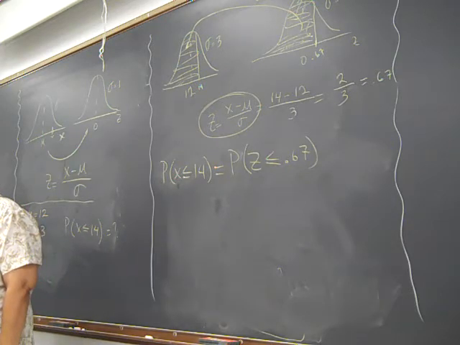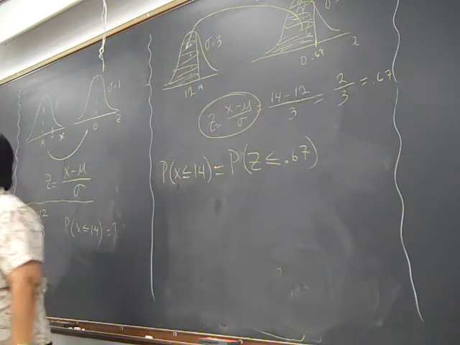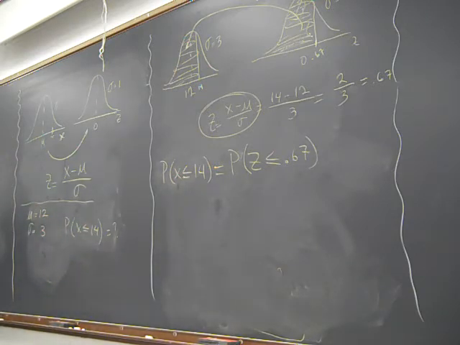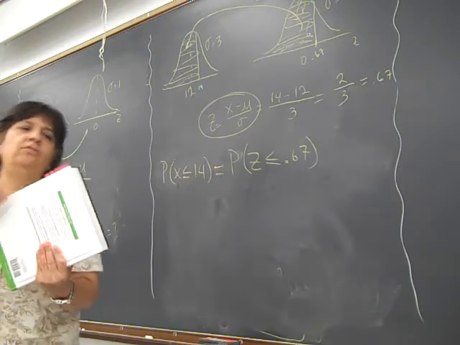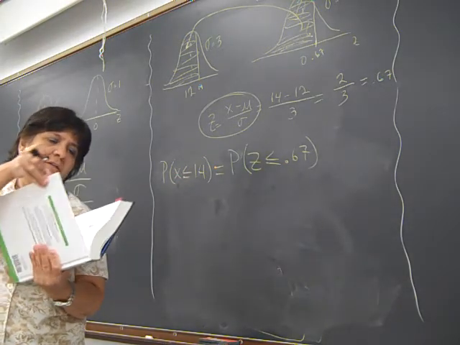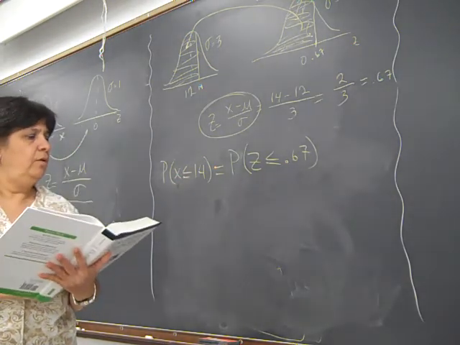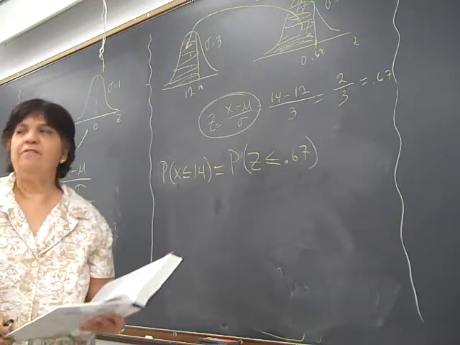You see? Then it's easy. Why? Because we do have tables for the standard normal distribution. Where are those tables? In your book. Those are on pages 858, 859.